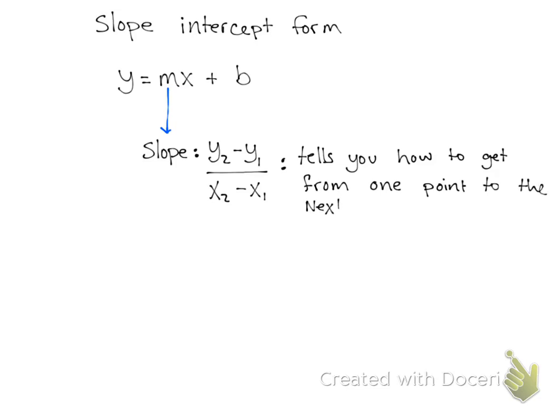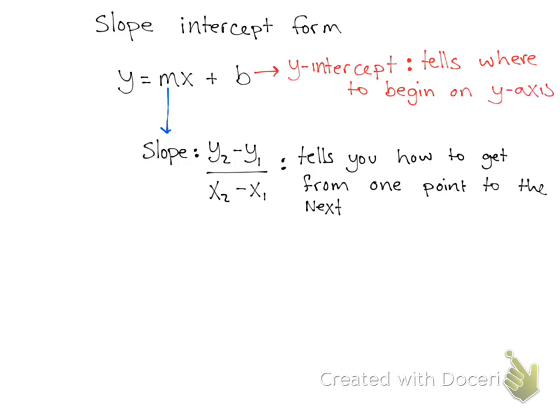And then the next value that you need to know is b. b is your number that's by itself without the x, and that's your y-intercept. What the y-intercept does is it tells you where to begin on the y-axis. So you always start on the y-axis first at this number, and then from the y-intercept, you apply the slope to it.